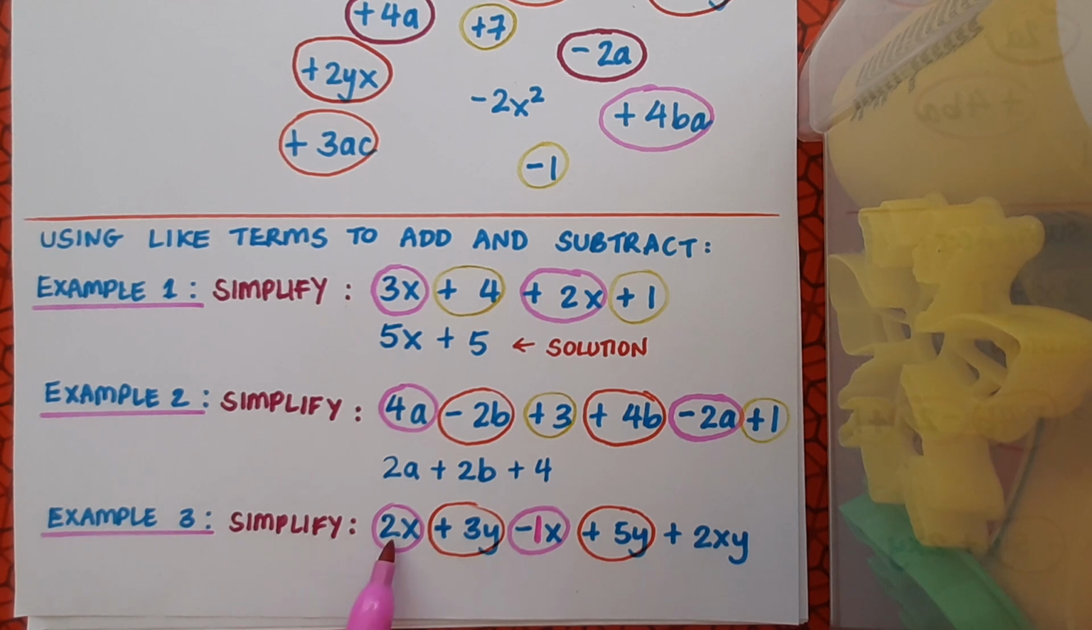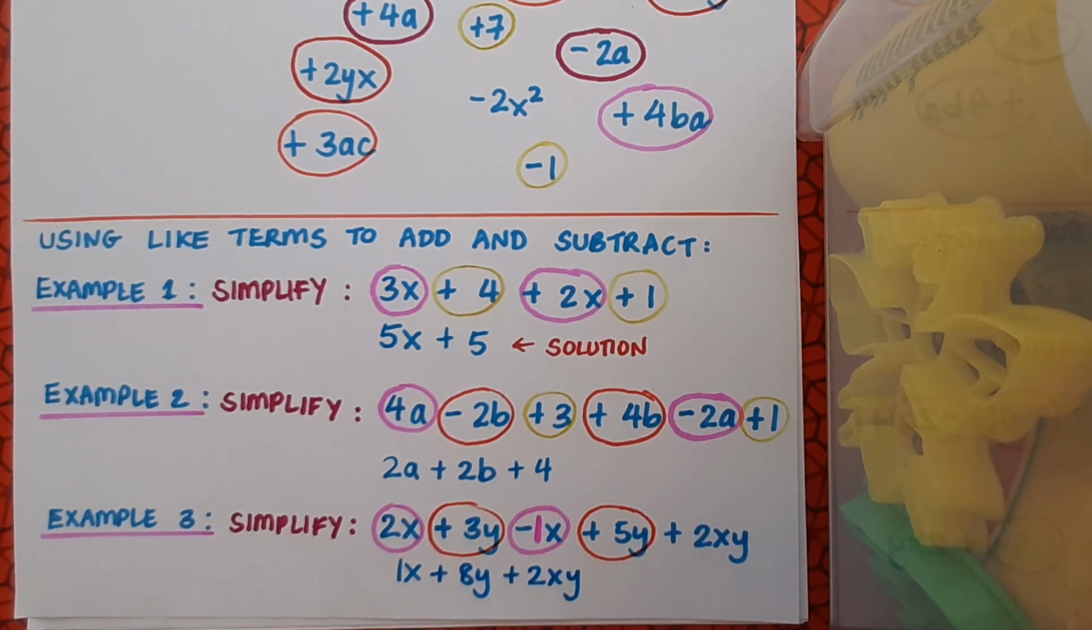So now I can put these together. 2x minus 1x is going to give me 1x. Onto the y's, plus 3y plus 5y. Again, the coefficients do the work. It's going to be plus 8y. And what about the 2xy at the end? Well, it doesn't have anything to partner up with, but it's still part of the expression, so I'll just write it at the end. And this is how my simplified expression looks.